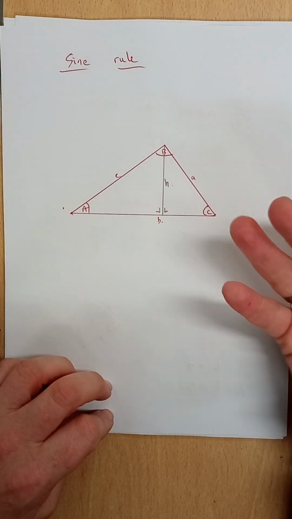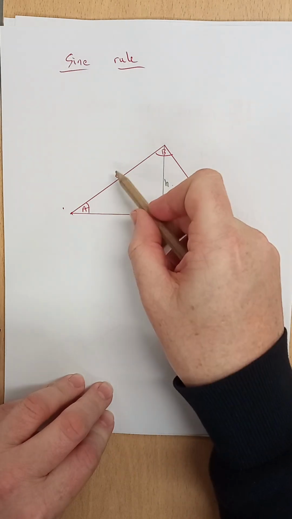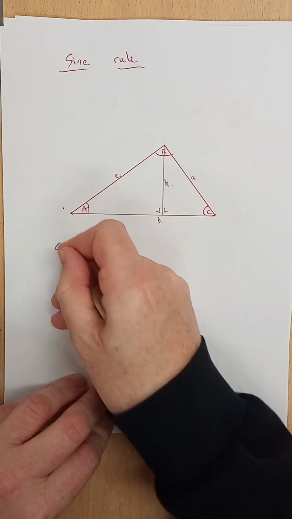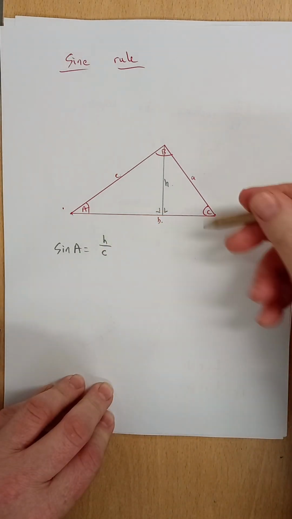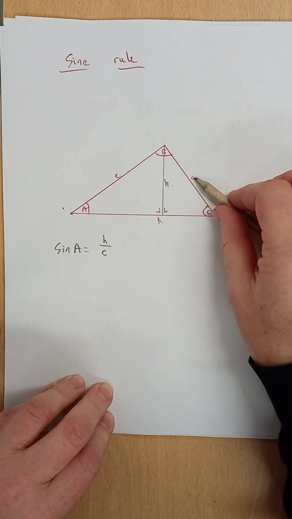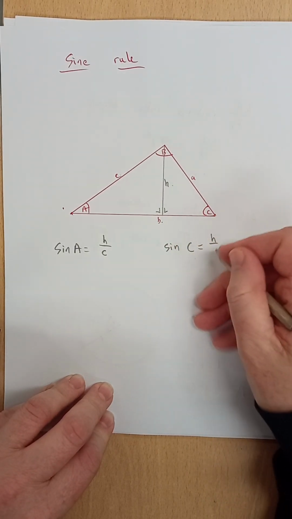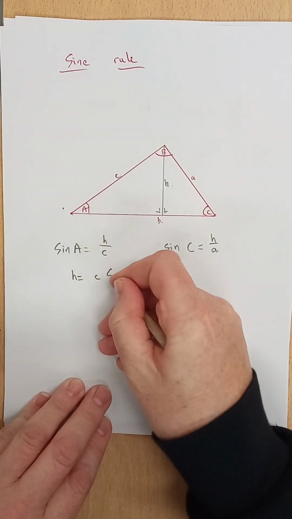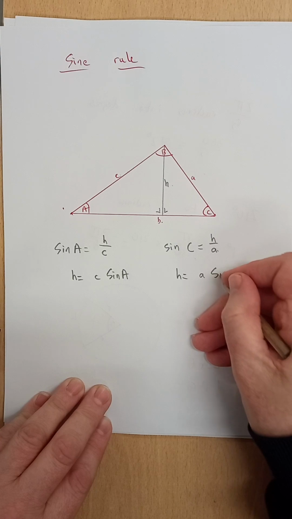Using what we know about sine, cos and tan, I now know that opposite A is H and the hypotenuse, in this little right angle triangle, is C. So the sine of the angle at A is equal to opposite over hypotenuse. Similarly, in this smaller right angle triangle, opposite C is H and the hypotenuse is A, so the sine of C is H over A. Now if I rearrange both of these, I get H equal to C times the sine of A, and H equal to A times the sine of C.